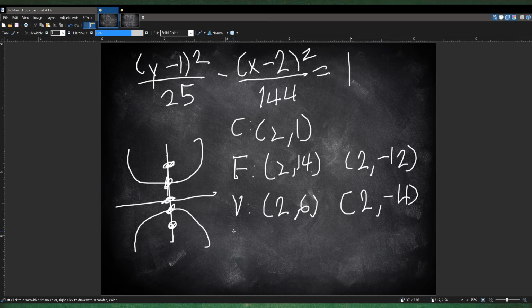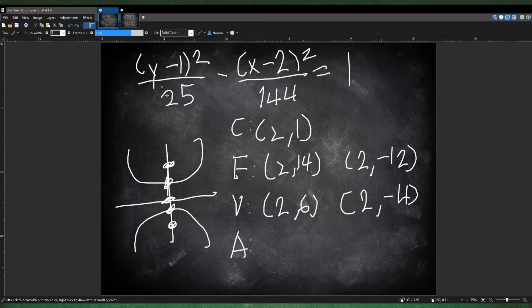So now I have the foci and the vertices and the center. Now we need to find the asymptotes. So we know this is 5, right? And the square root of 144 is 12. So we know this goes up by 5. Since it goes up by 5, rise is 5. So what is run? The only information we have left is the 12. So it's just rise over run, 5 over 12.